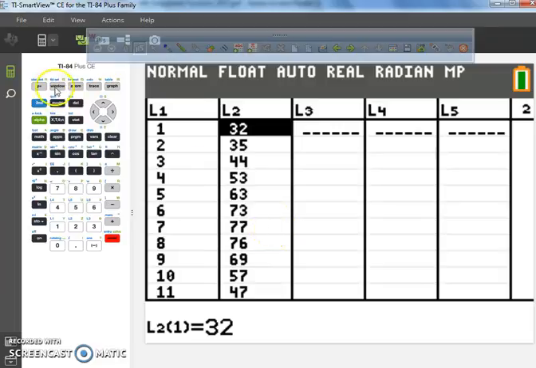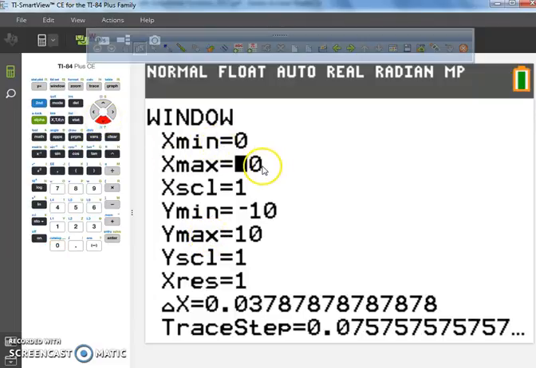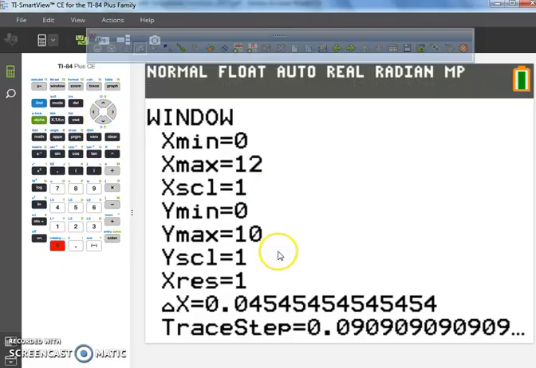So go to window. I want your X minimum to be 0, even though technically the month we're going to start at is 1. We're going to have X minimum 0, and go all the way to a maximum of 12, month number 12. Keep your X scale at 1. Put your Y minimum at 0. And then for your Y maximum, since the highest temperature was, I think, 77, type in an 80 for our Y max.